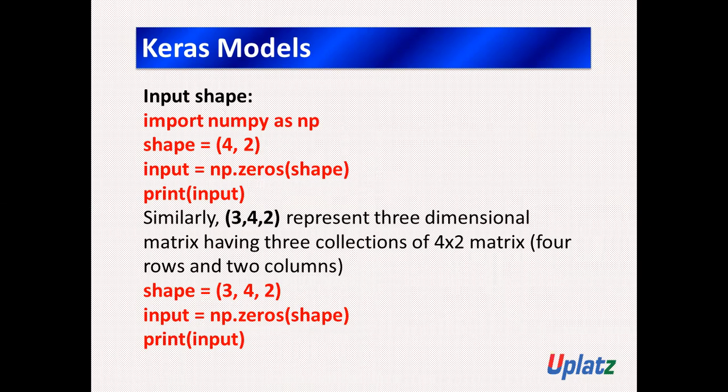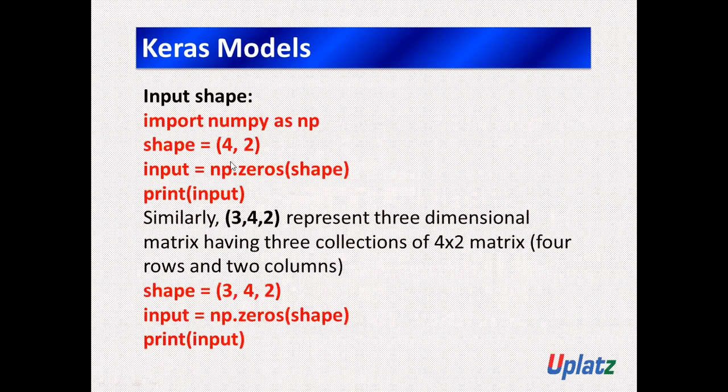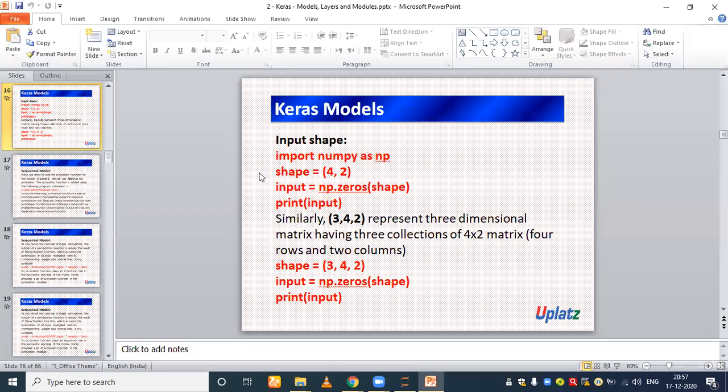So what is this shape? 4, 2 represents a matrix with 4 rows and 2 columns. With the help of numpy.zeros, I'm passing the shape here. So it is going to create a matrix with 4 rows and 2 columns, and all the values are 0 because I'm using numpy zeros. Let me execute this code in front of you.